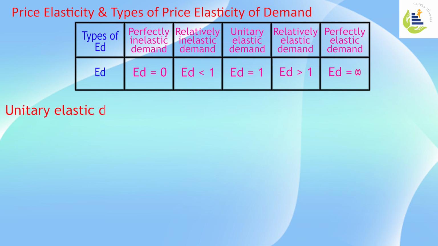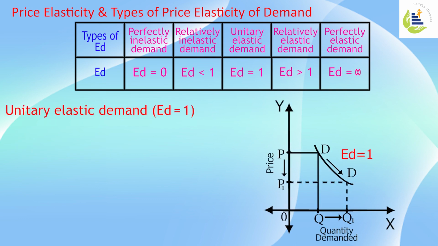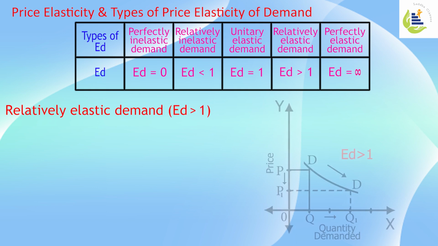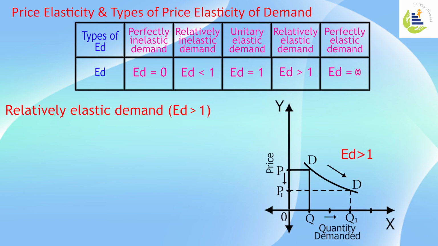For unitary elasticity, we get a rectangular hyperbola, and proportionate change in demand is the same as proportionate change in price, or percentage change in demand is the same as percentage change in price. So both go hand in hand. If there is a 2% change in price, there is a 2% change in demand. For relatively elastic demand, the graph is flatter, where the ratio of percentage change in demand over percentage change in price is greater than 1, which means the demand is increasing at a higher percentage compared to price changes.